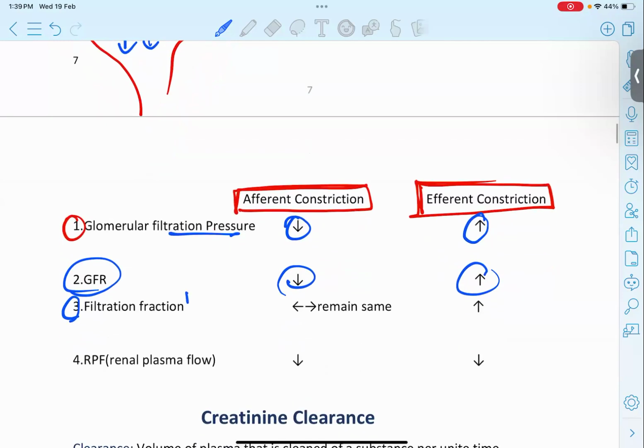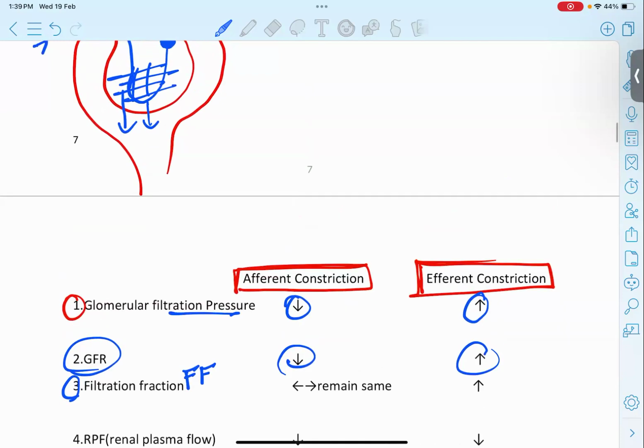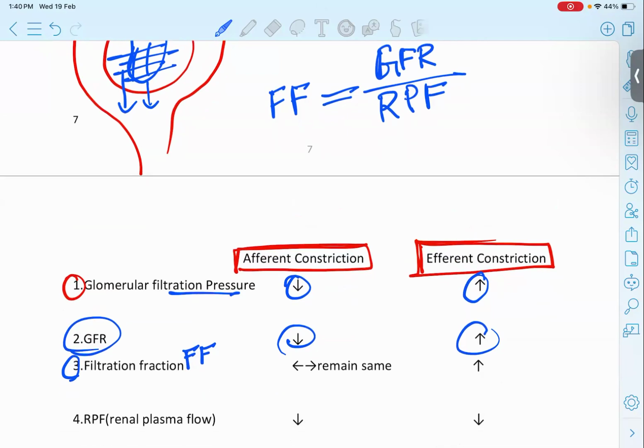So we know filtration fraction, FF. I told you the equation of FF. Filtration fraction equals GFR divided by renal plasma flow, RPF. So here GFR is dropping, and renal filtration pressure is the same as RPF, the same thing. Glomerular filtration pressure or renal plasma flow is the same thing. So both GFR and RPF are dropping, so filtration fraction will remain the same, because both numerator and denominator are dropping.